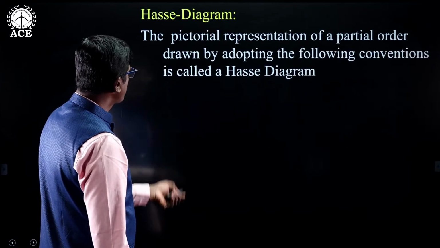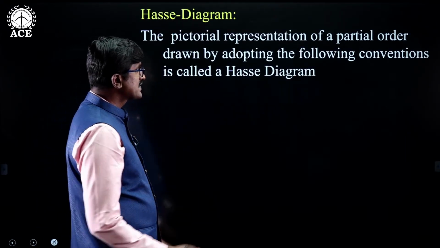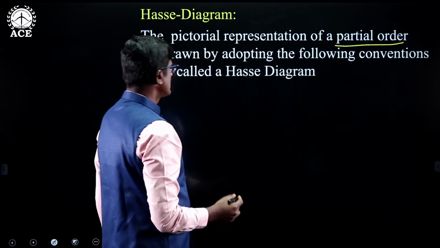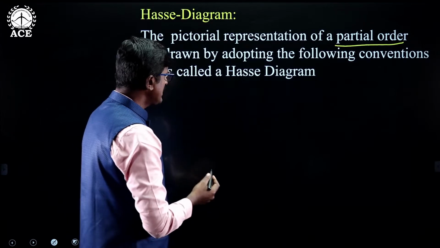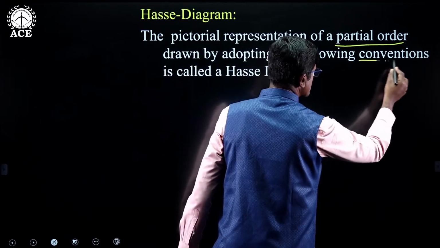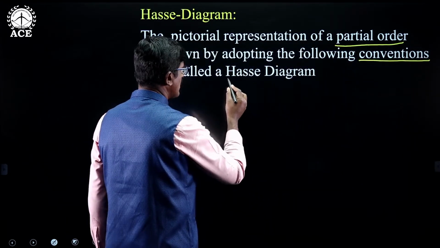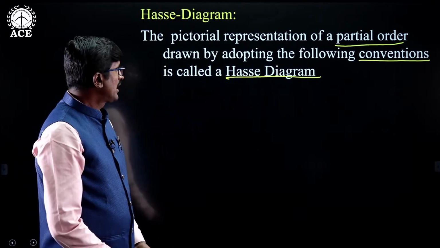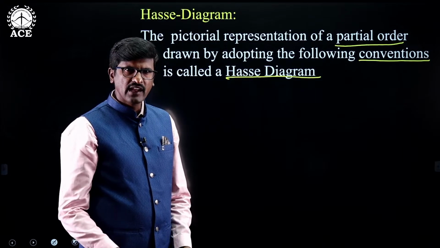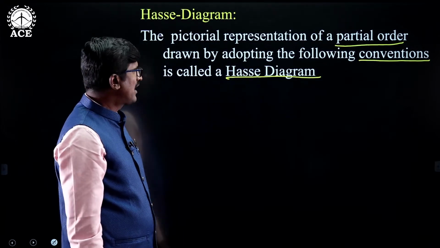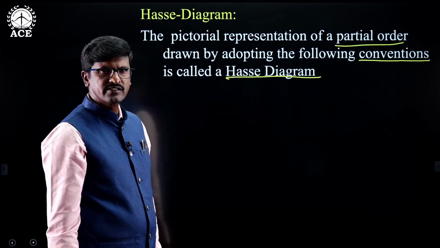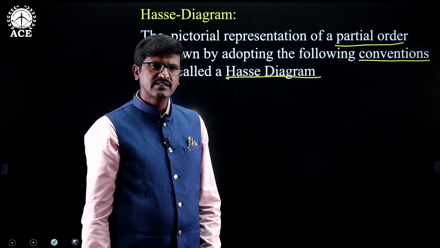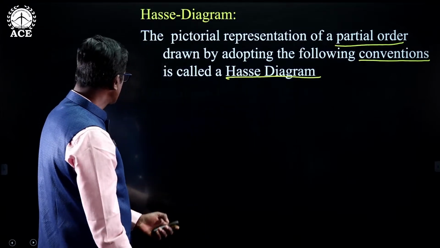The pictorial representation of a partial order, drawn by adopting the following conventions, is called a Hasse diagram. There are three conventions. If we draw the digraph using these three conventions, then whatever pictorial representation we get is called a Hasse diagram. Now I'll see what the conventions are.